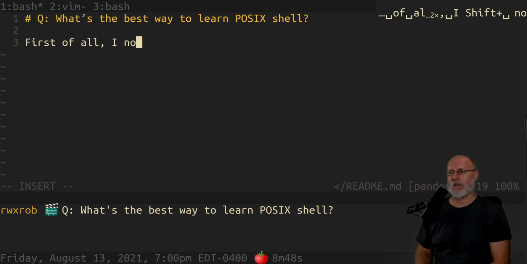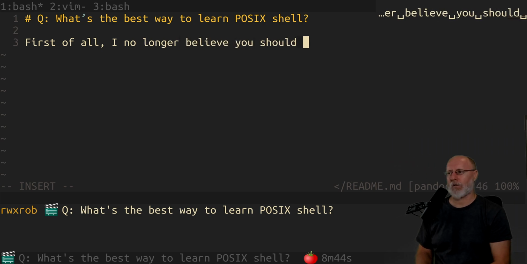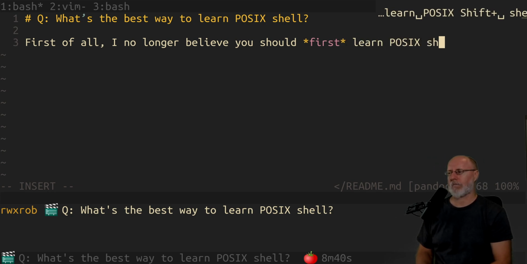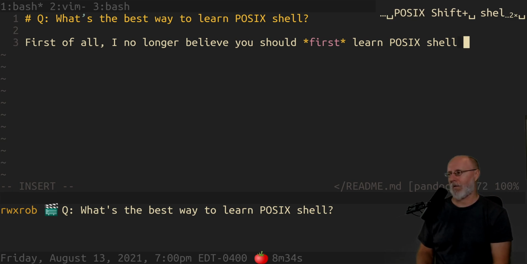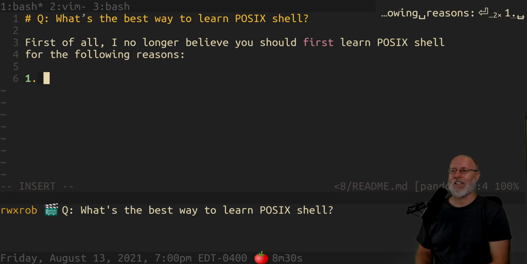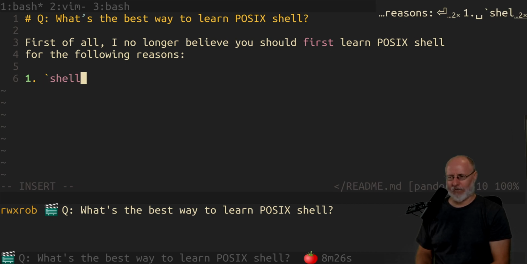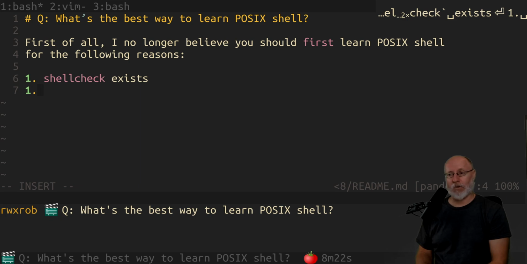First of all, I no longer believe you should first learn POSIX Shell. And the reason for this is for the following reasons. How about that? So the first one is shellcheck exists. Okay. Number two, bash is the default.